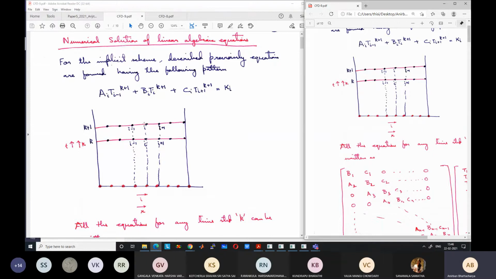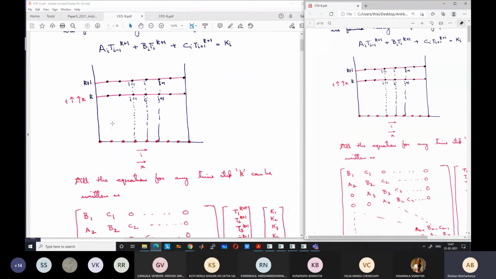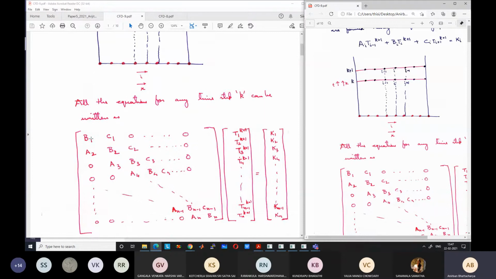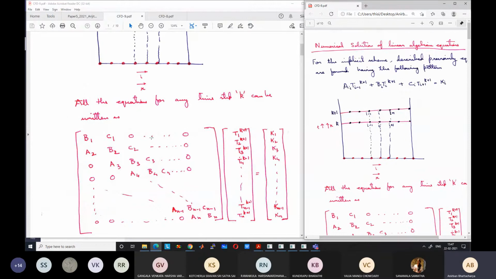So for i equal to 1, the equation is B1 T1 k plus 1 plus C1 T2 k plus 1 is equal to K1. Is it clear? Basically the i equal to 1 value depends on its right neighbor value, the next value, which is unknown. So I can write this in matrix form. I have these grids also open here, and the equation for reference.